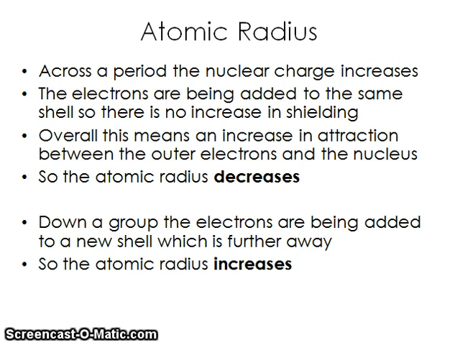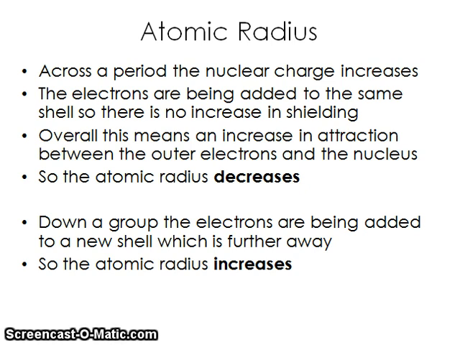So, atomic radius, across a period, the nuclear charge is going to increase because you're adding an extra proton each time you go to a new element across in the row. So, the nuclear charge increases and the electrons that you're adding are adding to the same shell, so there's no increase in shielding. So, because the nuclear charge is increasing and there's no more shielding, this means there's going to be an increase in attraction between the outer electrons and the nucleus. So because the outer electron and nucleus are more attracted to each other, therefore they're going to try and get closer to each other, so the atomic radius is going to decrease. So as you go across a period, the atomic radius decreases because of the increasing nuclear charge and the fact the electrons are being added to the same shell.